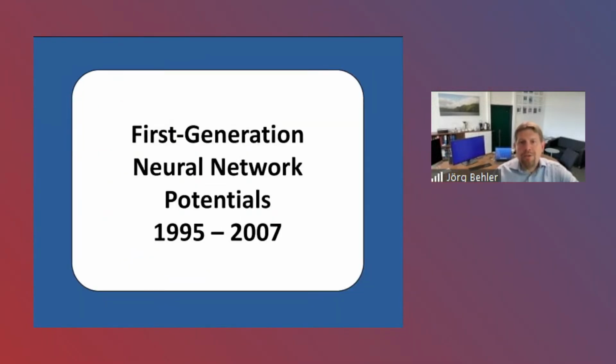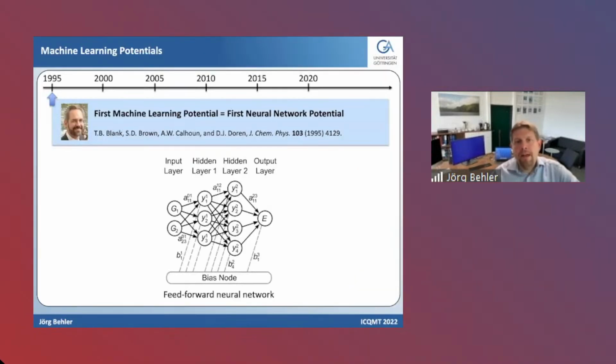So the first generation of machine learning potentials is essentially identical to the first generation of neural network potentials, because at that time only neural networks had been used for representing the potential energy surface. And the first group was the group of Doug Doren at the University of Delaware, who suggested using a feed-forward neural network to construct a functional relation between the potential energy of the system and the structure, which is then described by several input neurons here. So it can be some form of coordinates describing the atomic positions.